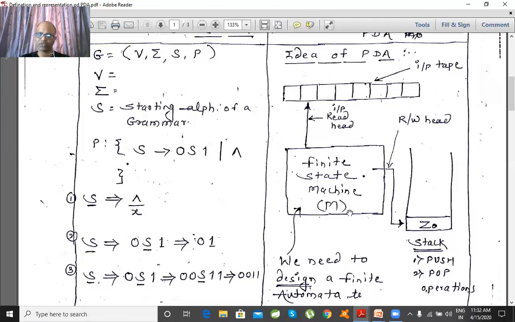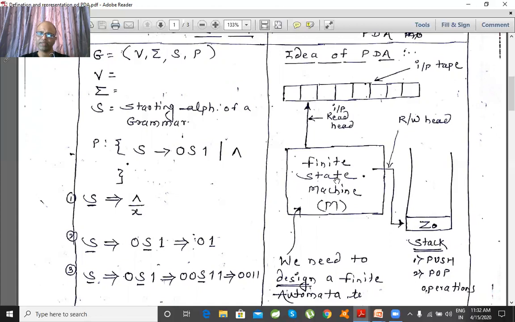Then we have this particular finite state machine. The finite state control we need to design according to the problem statement, which will have the particular states, transitions, accepting states, a particular move of that FA, and the input symbols on which it will operate. This head is a read-only head. It only reads from this input tape one character at a time, and once it reads this, the pointer moves ahead to read the next character. So this is a read-only head.